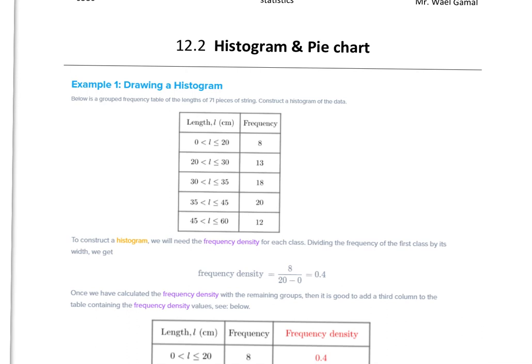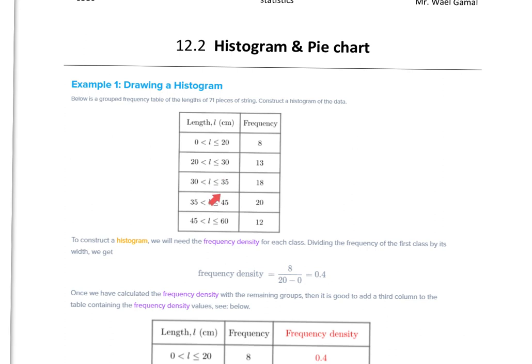Bismillah. In this lesson, I'm going to show you how to represent a grouped frequency table like that by histogram. So we have the class or the interval, and the frequency which corresponds to each interval. Now, how to represent them by histogram? A histogram represents the sets by rectangles. The length of the rectangle is the length of the set itself. So for the first one, 0 to 20, second from 20 to 30, and so on.